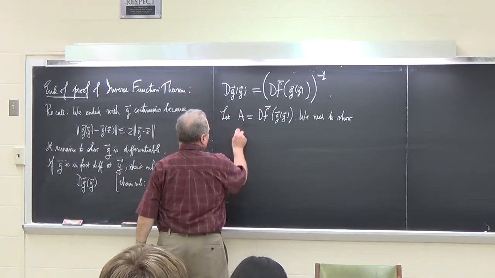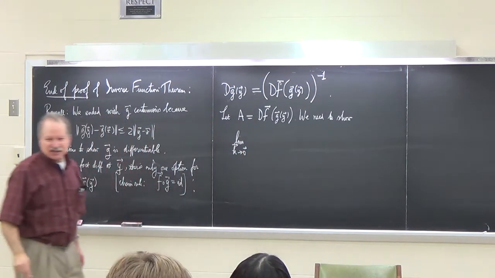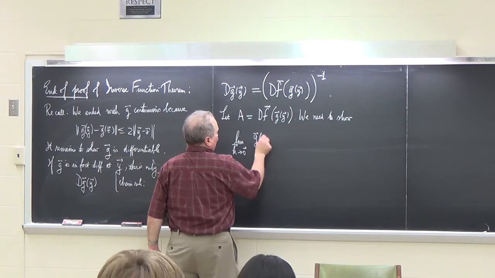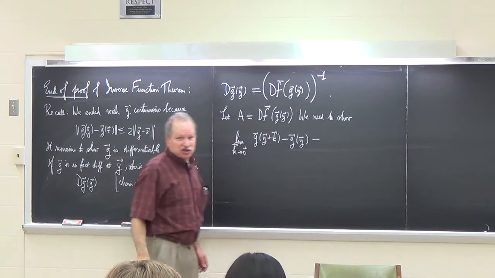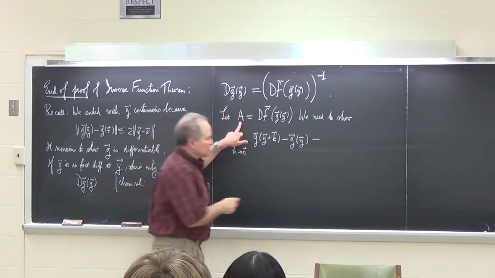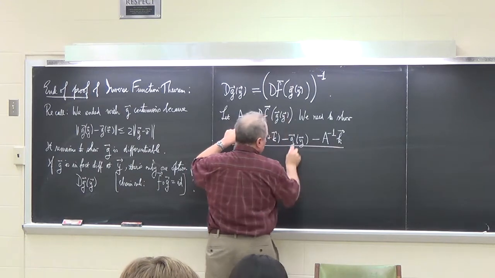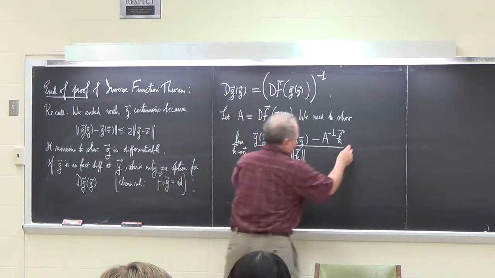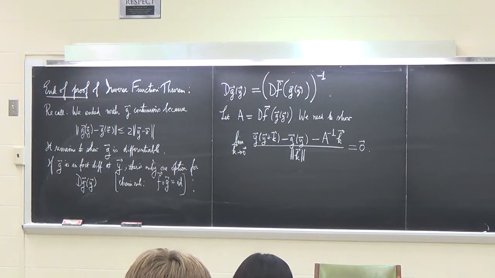Okay. So we need to show the limit, and for some reason that you will understand in a moment, I'm going to write k instead of h. G of y plus k minus G of y minus the alleged best linear approximation, which is going to be given by A inverse times k, and you divide by the length of k, and you want to say the error goes to 0 faster than k approaches 0. So we need to show this is true. Agreed?